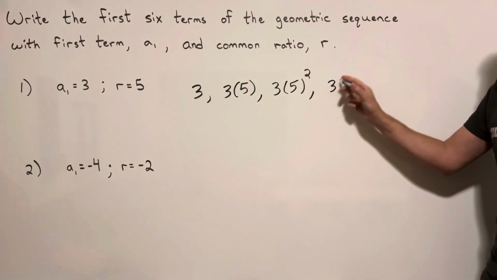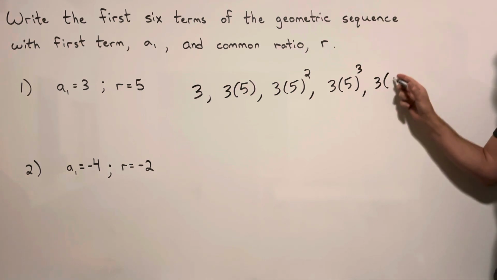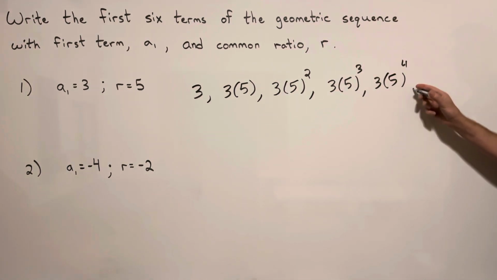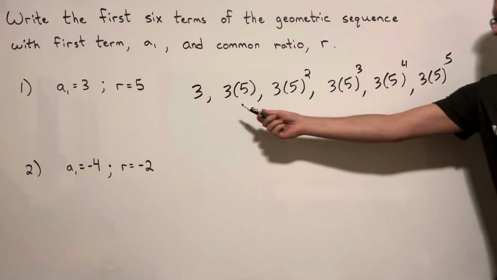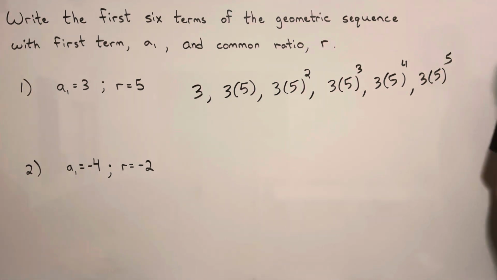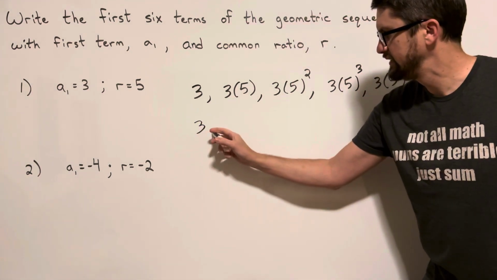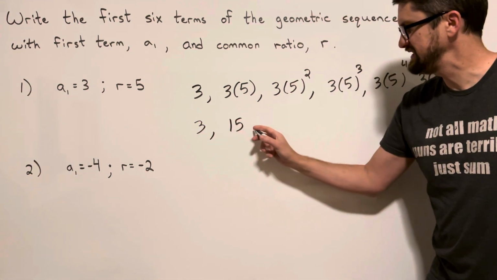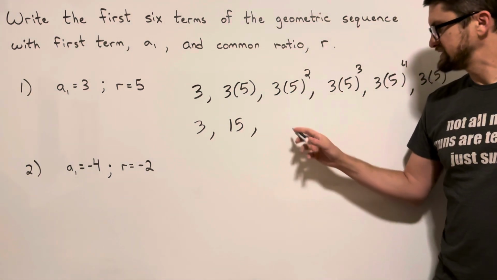So the next one's going to be 3 times 5 cubed. Then we have 3 times 5 to the 4th. And then 3 times 5 to the 5th. That's going to be the first 6 terms. All right, so we have 3. 3 times 5 is 15. 5 squared, that's 25. 25 times 3 is 75.